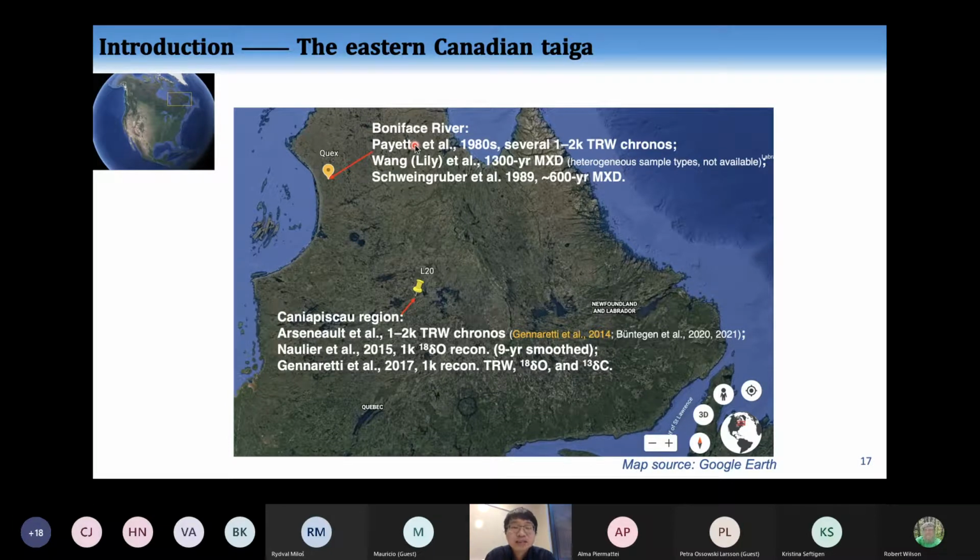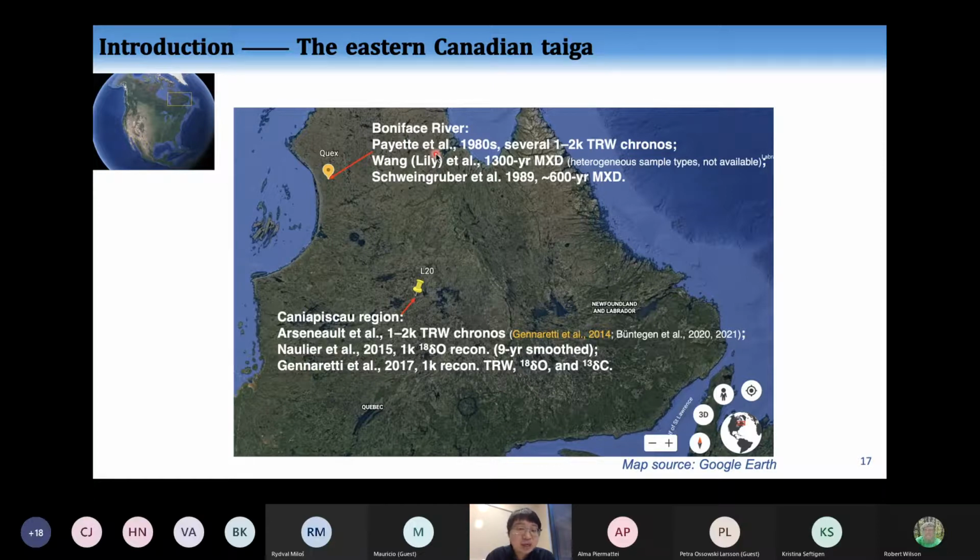This data, I think, is quite well known. However, the data set is not publicly available. In addition, this chronology is composed of heterogeneous sample types. Instead, a 600-year MXD chronology developed by Professor Friedrich-Gruber becomes the longest available density data for Eastern Canada. And this data set has been repeatedly used in many large-scale temperature reconstructions.